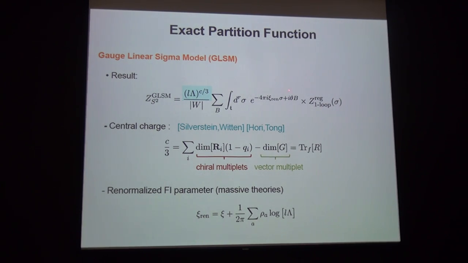And in the integrand for the massive theory, this FI parameter is now replaced by the renormalized FI parameter, which is given by this expression. But in the case of the gauge theory having an IR fixed point, these boundary corrections just cancel out. So this is the more precise form of the two-sphere partition function of the supersymmetric gauge theories. Any questions?